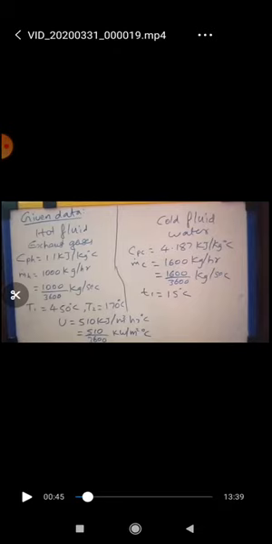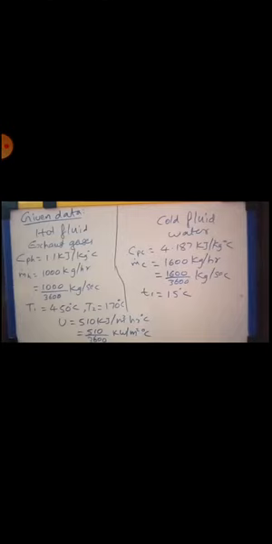Then you have to write out the given data. First of all, the hot fluid: the exhaust gas is the hot fluid. Its CPH, that is specific heat, is given as 1.1 kilojoule per kilogram degree centigrade. The mass flow rate of the hot fluid, m dot h, is given as 1000 kilogram per hour. We have to change it into kilogram per second by dividing the value 1000 by 3600. Then the inlet and exit temperatures of the hot fluid, T1 is 450 degrees centigrade and T2 is 170 degrees centigrade, are given.